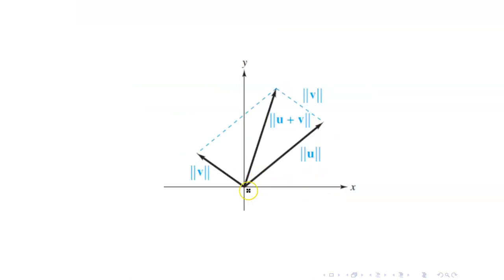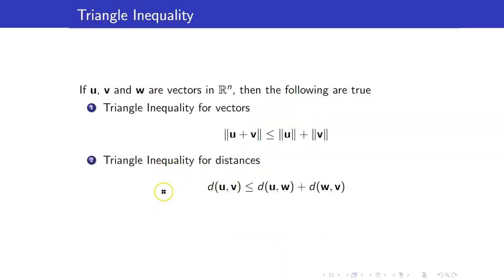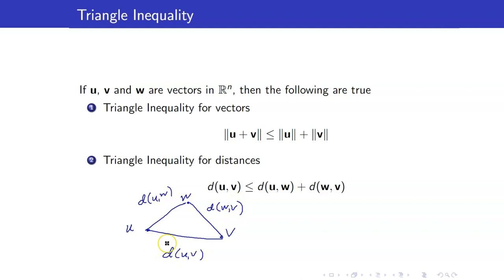Here is a diagram for triangle inequality for vectors. Here is my u, here is my v, and this length is the length of u, this length is the length of v. U plus v is this one. This length here is the same as the length of u, and this length here is the same as the length of v. So hence, this plus this is really greater than or equal to this length. For the triangle inequality for distances, you can view your vectors just to imagine them as points. So here is the distance between u and v. This is the distance between u and w. And here is the distance between w and v. So distance of u and v is less than or equal to the sum of these two. So that's why we have triangle inequality.